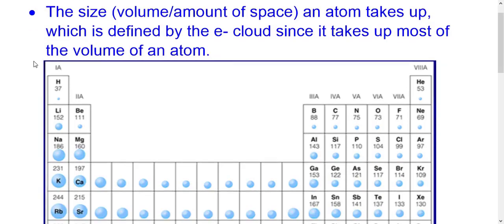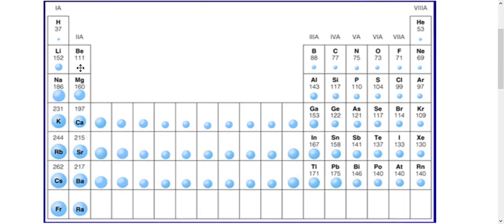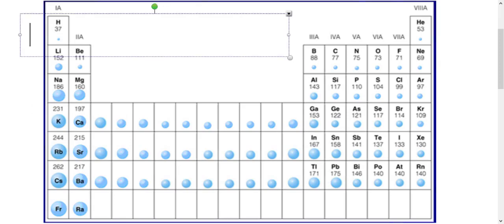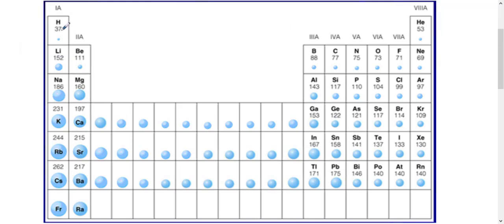So here is a great image, trying to show the relative size of atoms as you go down the periodic table. I hope that you see that the size is getting bigger. If we look at hydrogen versus lithium versus sodium, potassium, rubidium, cesium, francium, the size is getting bigger. And if you look at these numbers, that's the size of the atom in a unit called picometers.